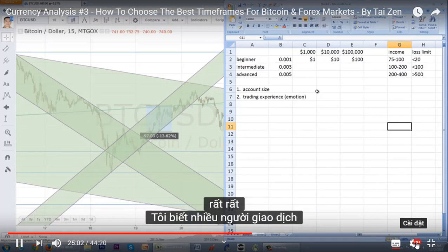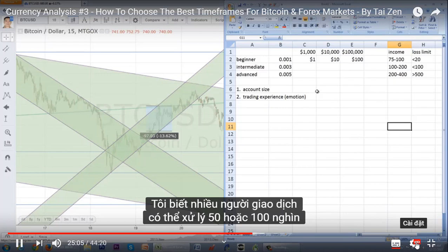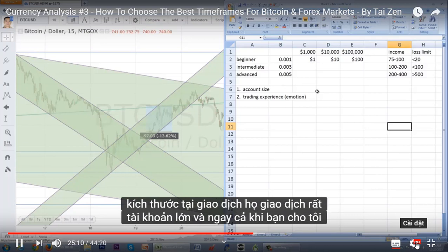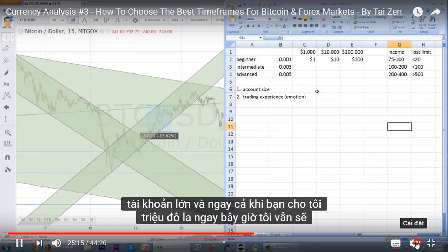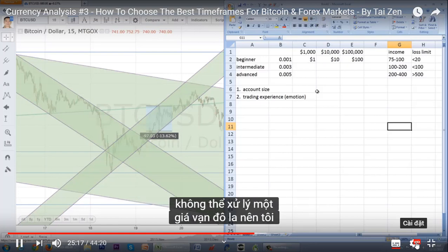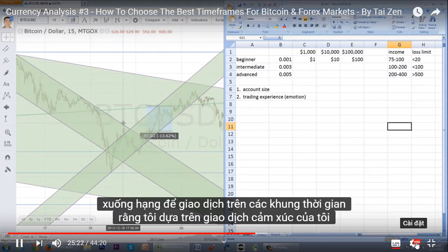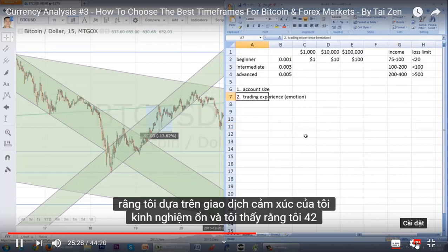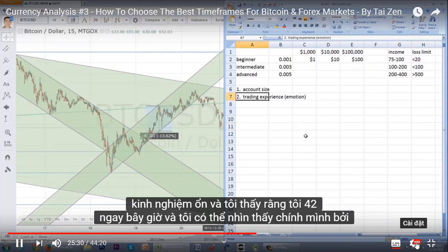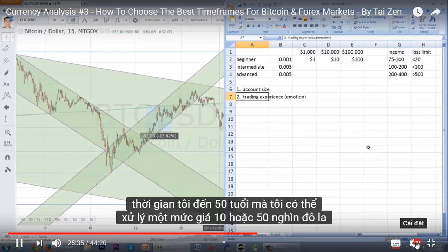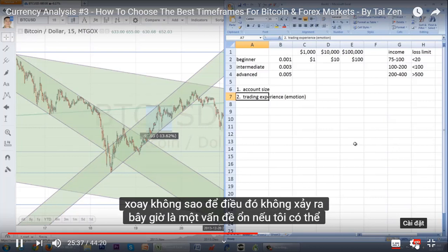I know many traders that can handle a $50,000 or $100,000 price swing based on the account size that they're trading. They trade very large accounts. And even if you give me $1 million right now, I still would not be able to handle a $10,000 price swing. So I'm relegated to trading on the time frames that I am, based on my emotional trading experience. I'm 42 right now, and I can see myself by the time I get to 50 years old that I can handle a $10,000 or $50,000 price swing. So that's not going to be a problem.